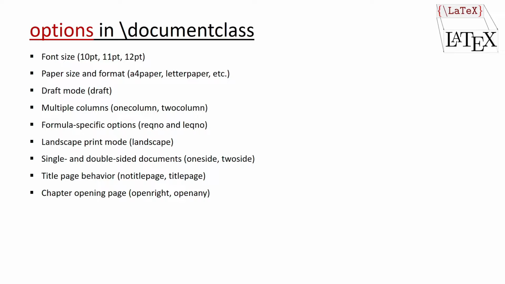Formula specific options. When you want to have the equation numbers on the right hand side, you can use reqno. For the left numbered equations, you can write leqno. To print a landscape document, you just have to specify the word landscape in the option. For single and double-sided documents, you just have to specify oneside or twoside.